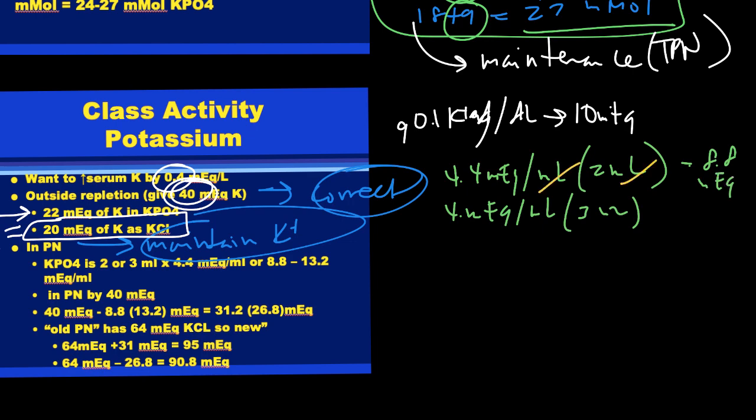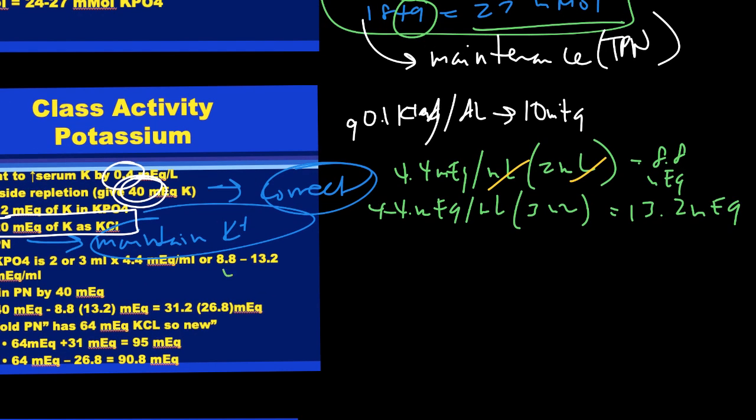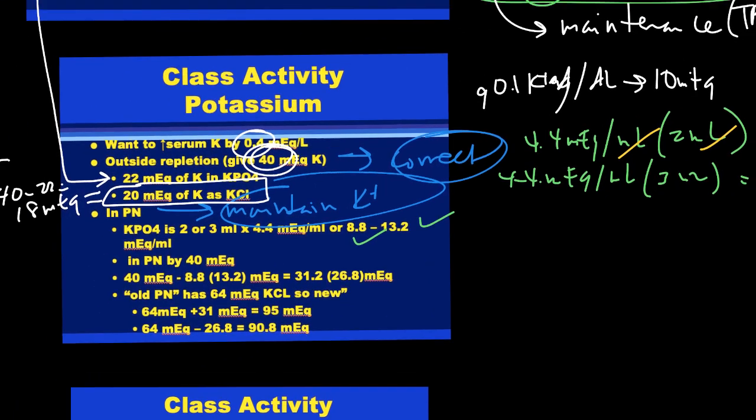Make sure you cancel your units. That also gives you 4.4 times 3 milliequivalents is 13.2. That matches what she said here. So 8.8 and 13.2. That's how much potassium you're giving inside the TPN.